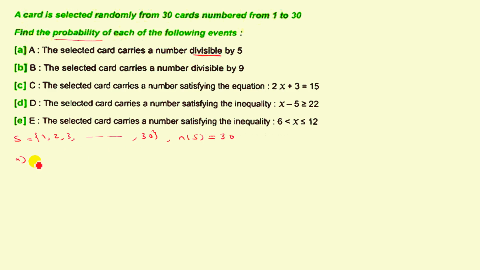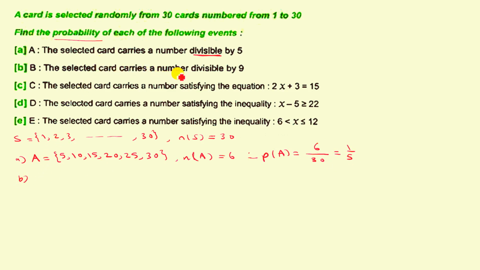So we need all the numbers divisible by 5 from 1 to 30. The table of 5: 5 times 1, 5 times 2, 10, 15, 20, 25, 30. How many elements do we have? 1, 2, 3, 4, 5, 6 elements. So the number of elements of A is 6. Therefore the probability of A is equal to the number of elements of A, 6, over the number of elements of the sample space, 30. Simplify: 1 over 5.